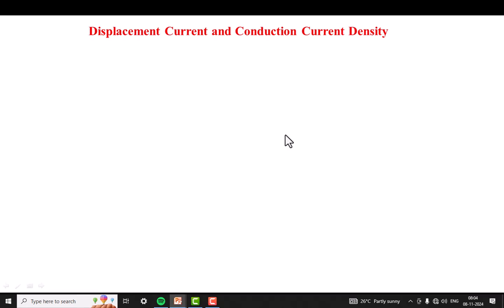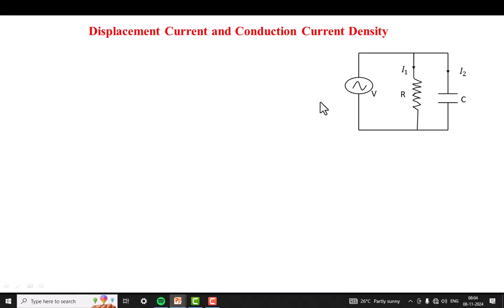Now we are going to see the difference between the displacement current and conduction current density. Here we have taken a circuit consisting of a resistance and a capacitance in parallel. The current passing through the resistor we have taken as I1. The current passing through the capacitor we have taken as I2. For this parallel branch, we apply a voltage which varies with respect to time. So the current passing through the resistance is different from the current passing through the capacitor. This current is the conduction current.